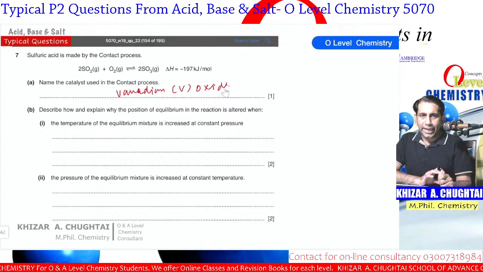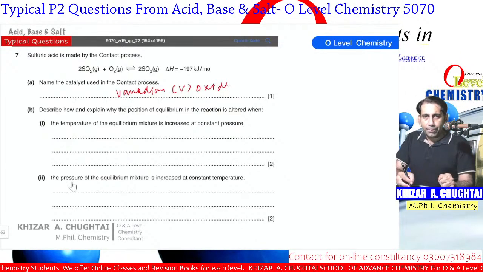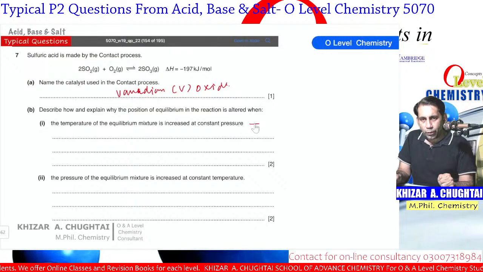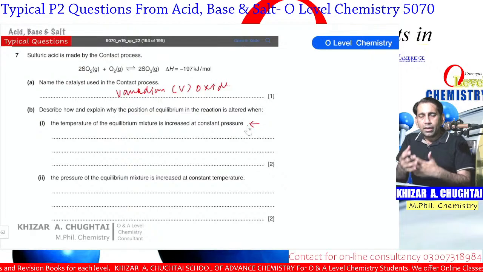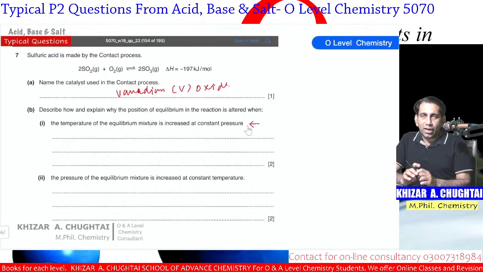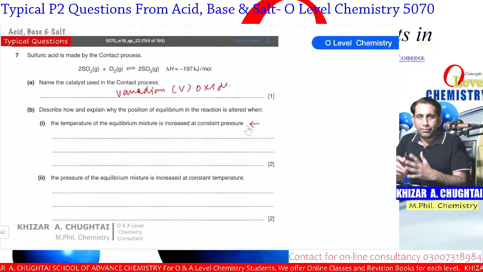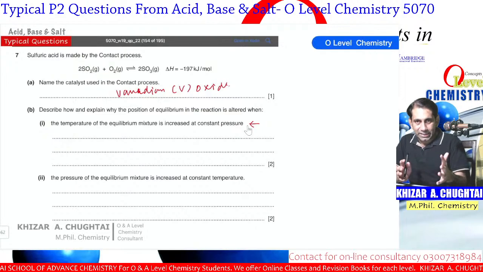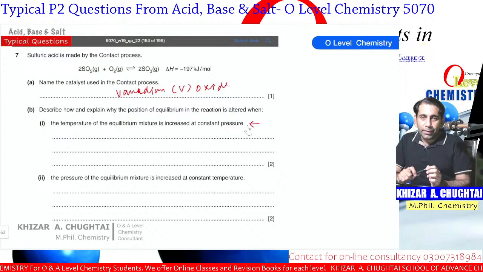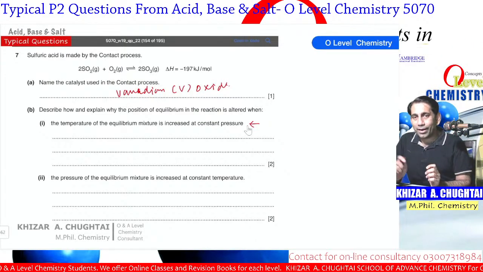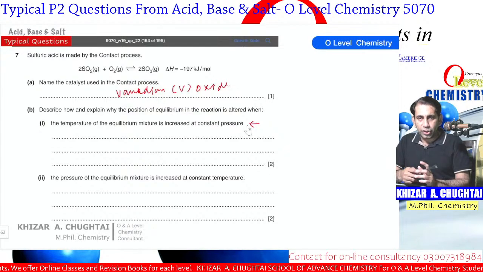Describe how and explain why the position of equilibrium in the reaction is altered when the temperature of the equilibrium mixture is increased. That is again one from the rate of reaction question. When the pressure is increased, equilibrium will shift towards that side where there are less number of moles. If the number of moles of the gases are different on both sides, on increasing the pressure, equilibrium will shift towards where there are less number of moles, and that is the shifting of equilibrium.